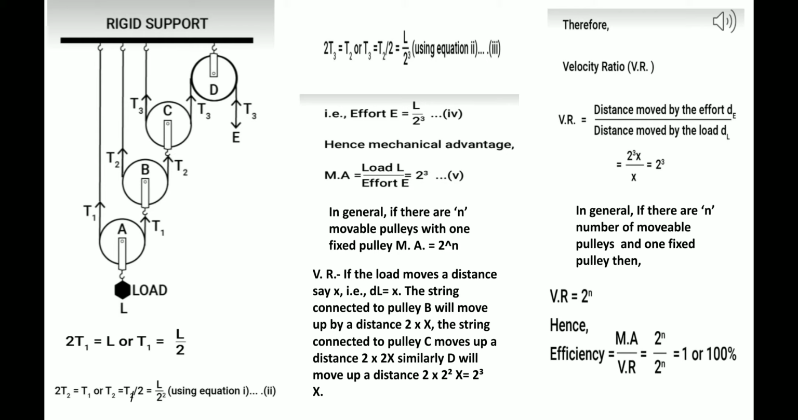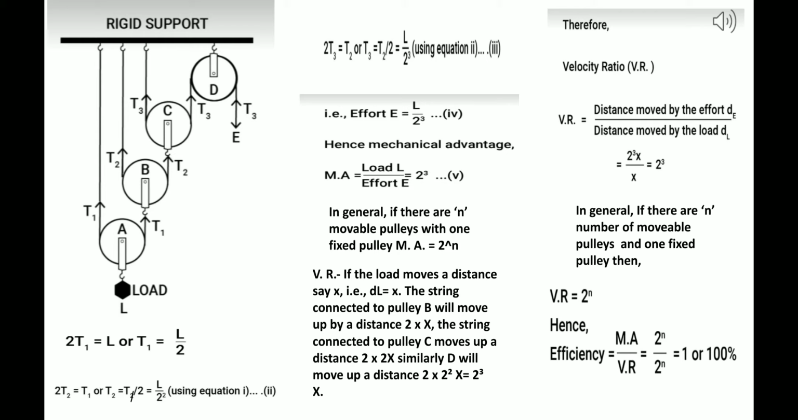Okay. Now, second, we move to B. Now, 2T2 is equal to T1. T2 plus T2 is equal to T1. T1 is being balanced by T2 and T2. B is moving. So, pulley B is being balanced by 2T2 and therefore T1 is equal to 2T2. So, can we say T2 is equal to T1 upon 2?